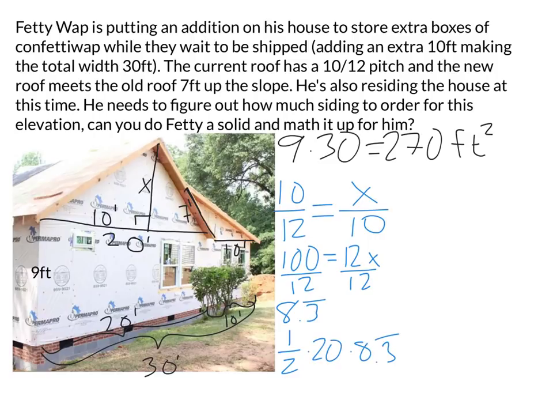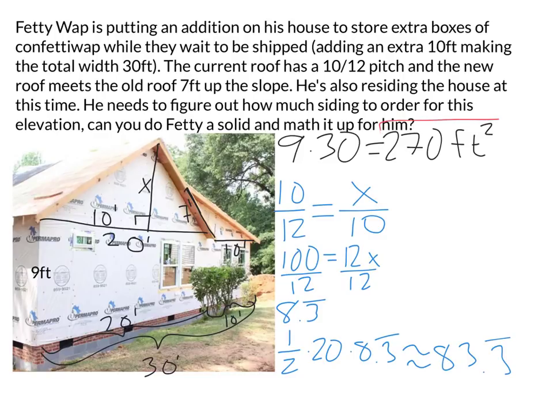So let's do that in our calculator. 1/2 times 20 times 8.3 repeating, and I end up with 83.3 repeating. Well, duh. Half of 20 is 10. Move the decimal. So that's 83.3 repeating. Okay, so I'm going to add that into my square footage here.